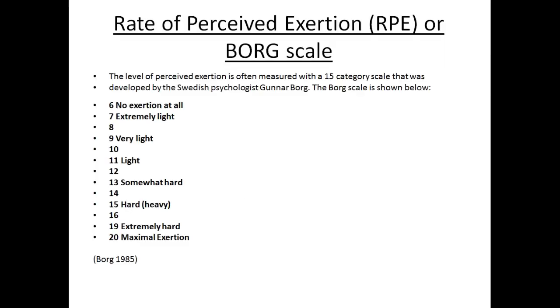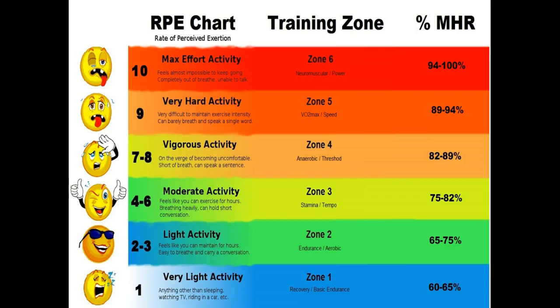So the Borg scale goes from 6 to 20. 6 is no exertion at all, and 20 is maximal exertion. So it's always worth checking where they are on the Borg scale. You want them working about 13, between 12 and 14, which is somewhat hard. We've also got the rate of perceived exertion here. We've got very light activity all the way up to max effort activity.